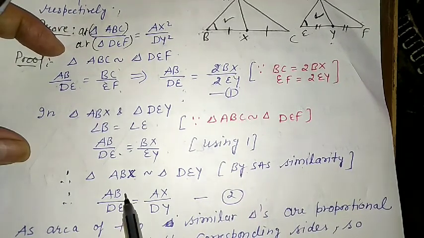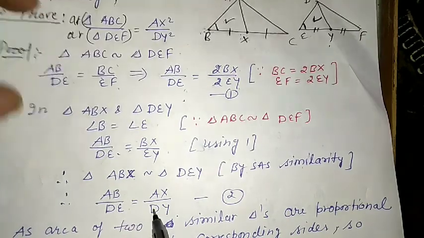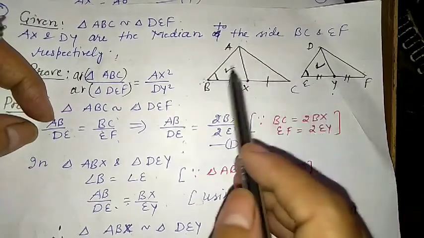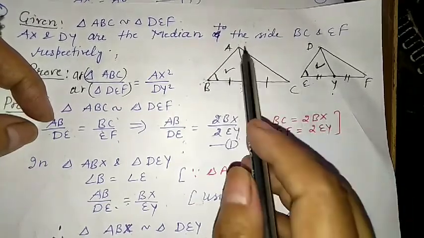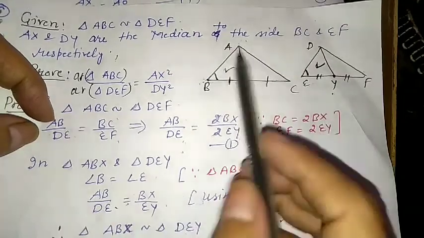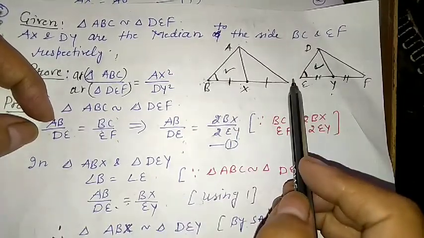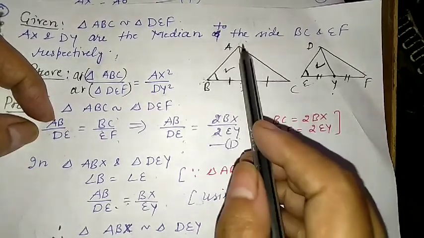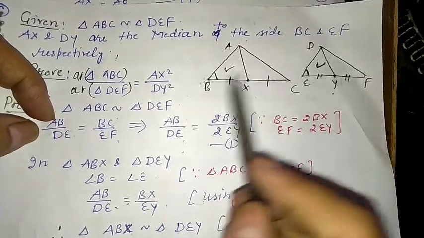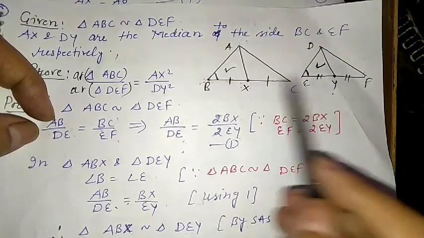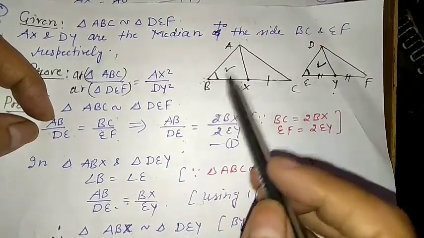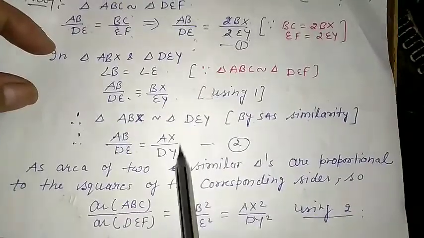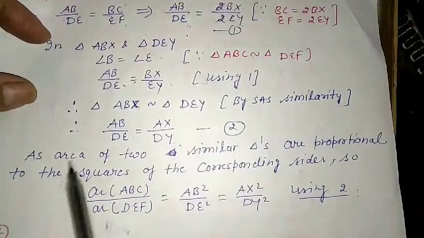So AB upon DE is equal to, if these two triangles are similar, then all the other sides are also in ratio. So AB upon DE is equal to AX upon DY and BX upon EY. BX upon EY is not useful for us, so we will take AB upon DE is equal to AX upon DY. Second equation.